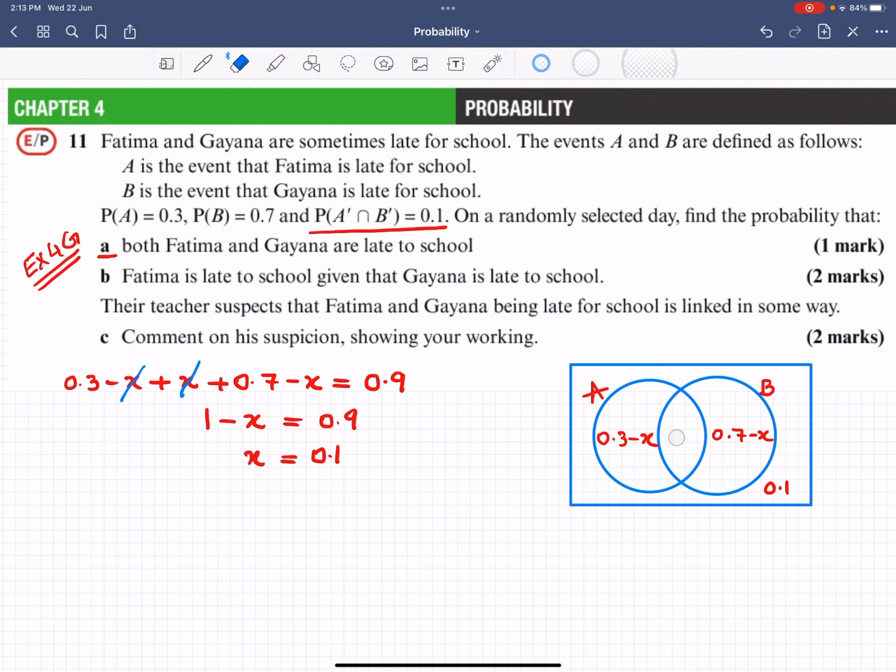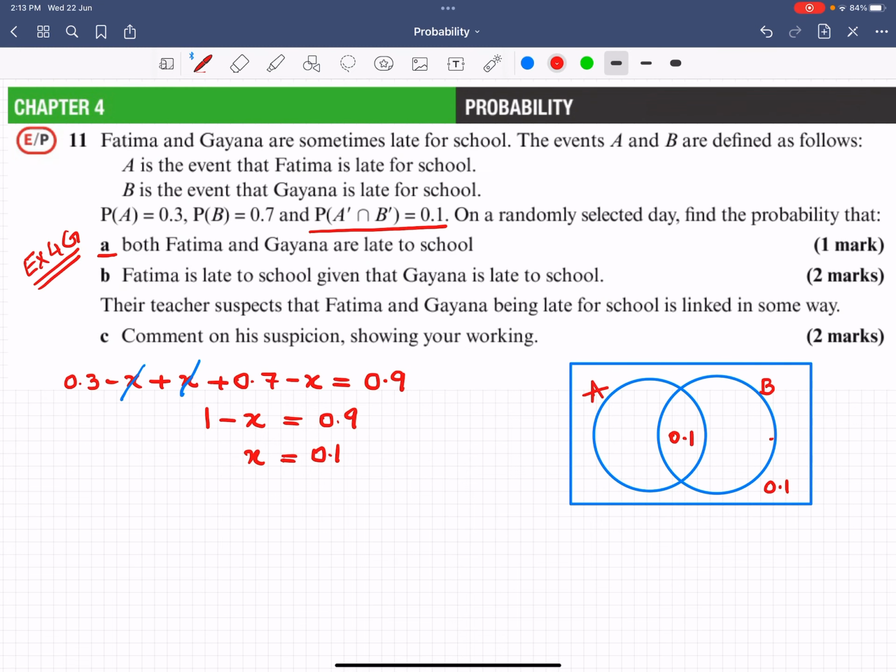So let's write the exact values now. A intersection B is 0.1. Therefore, probability of only A will be 0.2, and probability of only B will be 0.6.